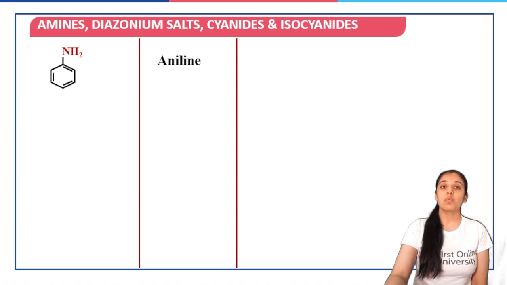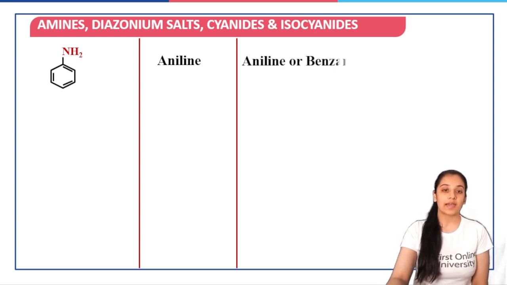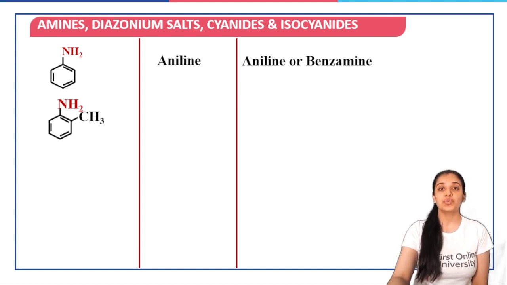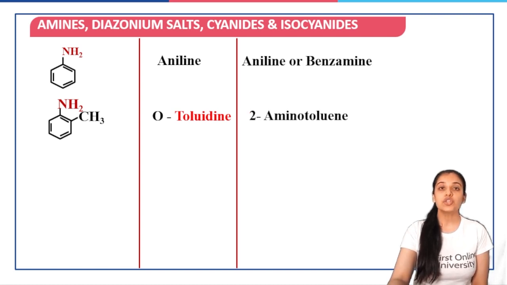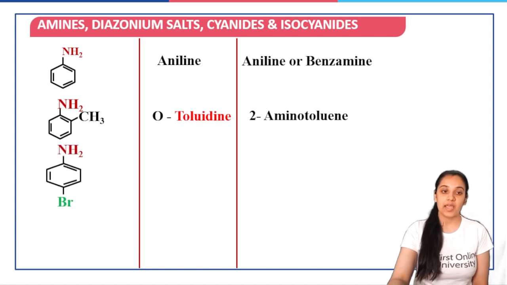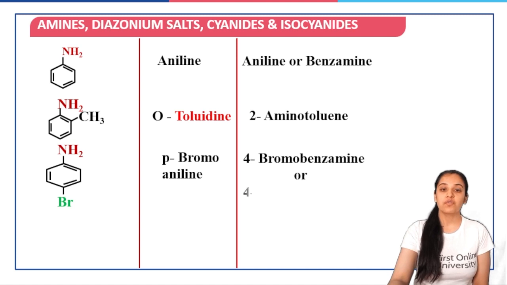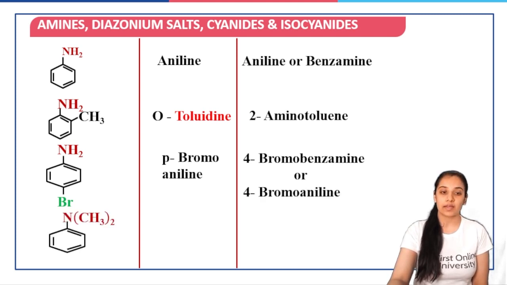Now, let's move on to aromatic compounds. This is going to have the common name aniline, or we can also call it benzenamine as the IUPAC name. Then we can have a substituent CH3 attached to the ortho position. We call it ortho-toluidine, or the IUPAC name would be 2-methylaniline. Then we can have para-bromoaniline, or 4-bromobenzenamine, or 4-bromoaniline as the IUPAC name.